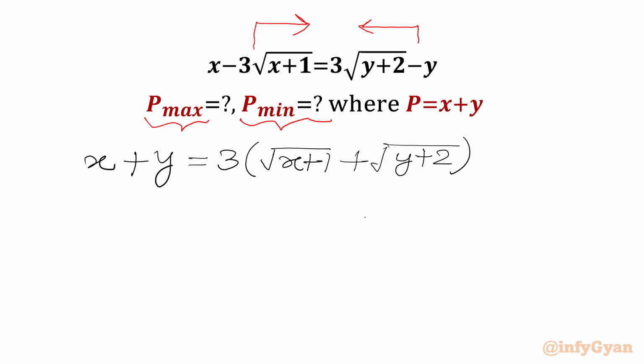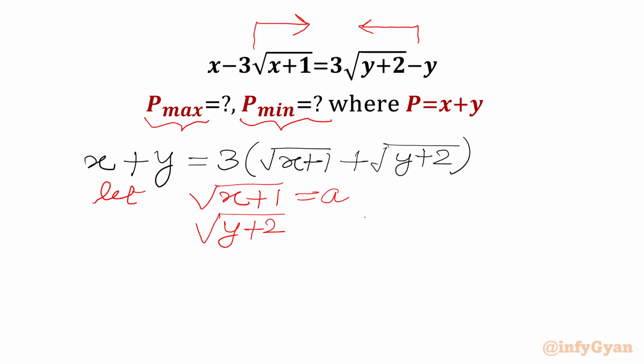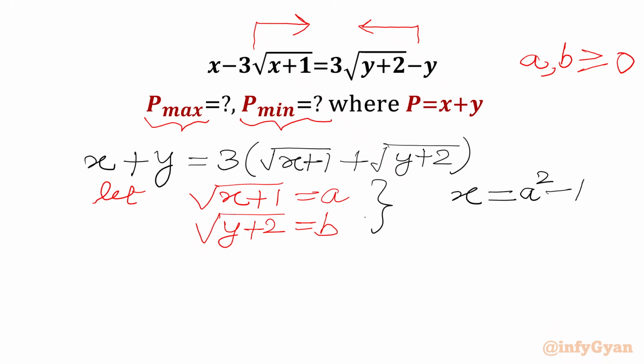Now we will use substitutions. Let us say square root x plus 1 suppose equal to a. Square root y plus 2 suppose equal to b. We have square root in LHS, so we can write here a and b must be non-negative. Now I will be squaring these substitution equations and find x from first equation, a square minus 1, y from second equation, b square minus 2.